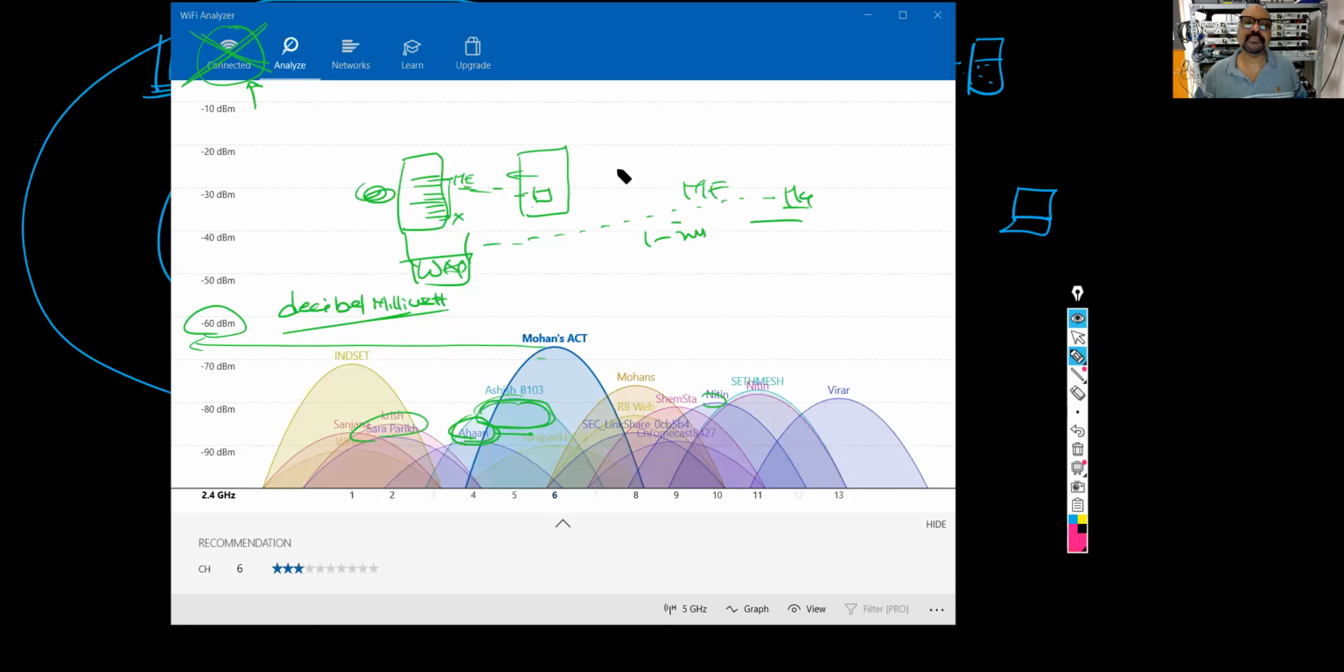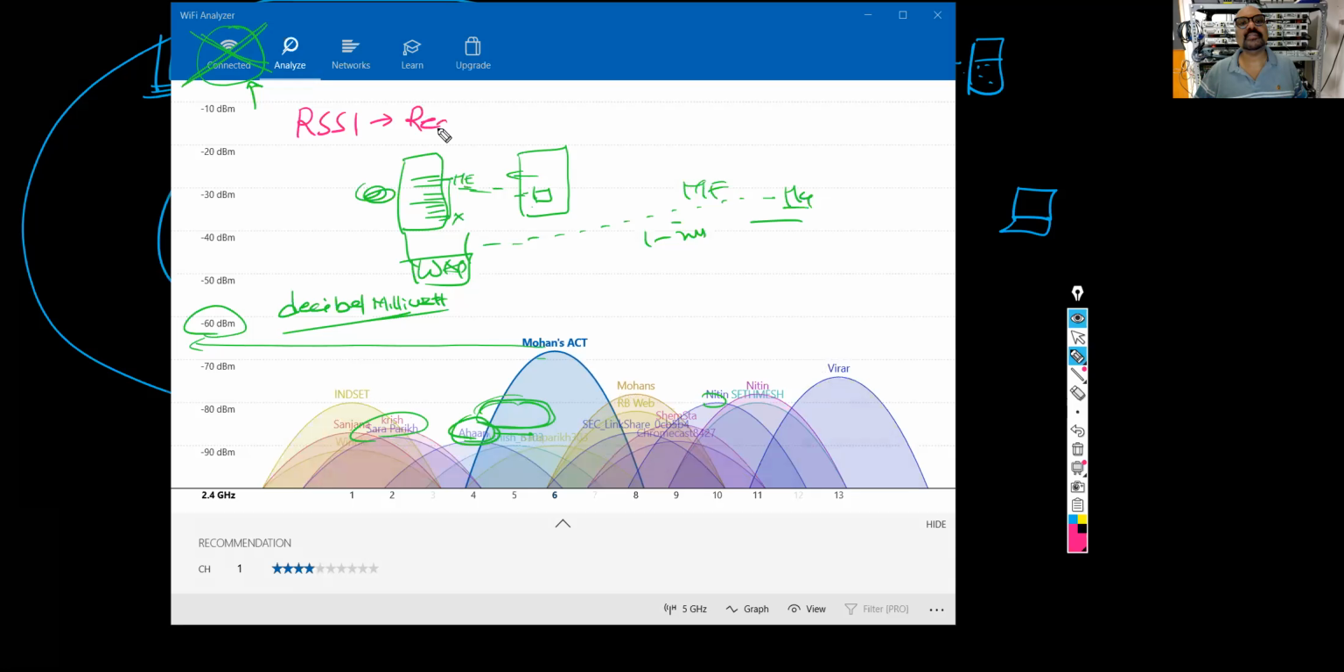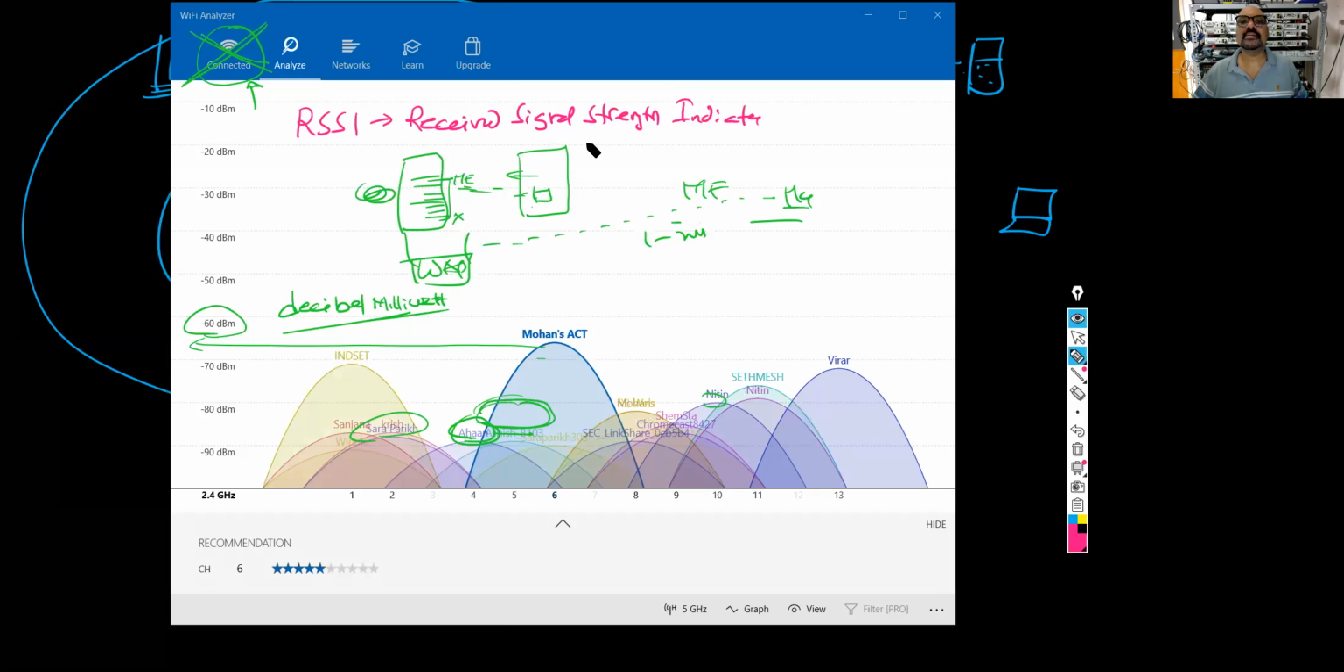So you know how this works with the dBm? This is called RSSI, Received Signal Strength Indicator. RSSI, received signal strength indicator. Do you understand? Received signal strength.